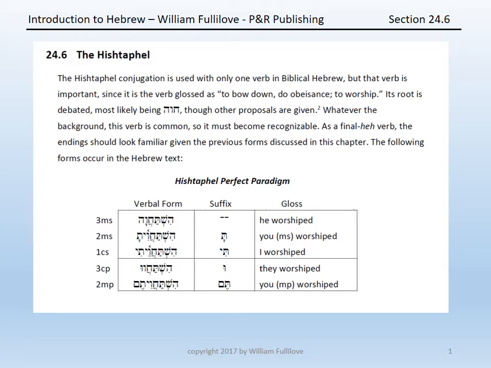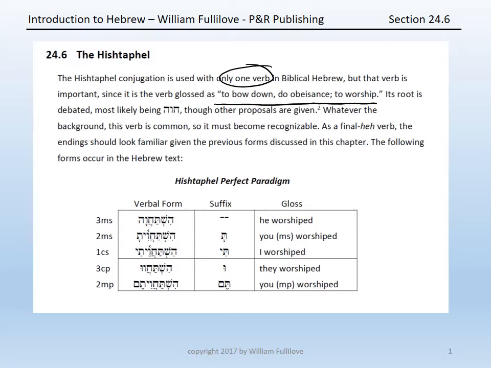In section 6, we turn to the verbal conjugation called the hishtafel. The hishtafel conjugation is actually used with only one verb in Biblical Hebrew. However, that particular verb is quite important because it is glossed as to bow down, do obeisance, or worship. It is even debated what the root is with the hishtafel.